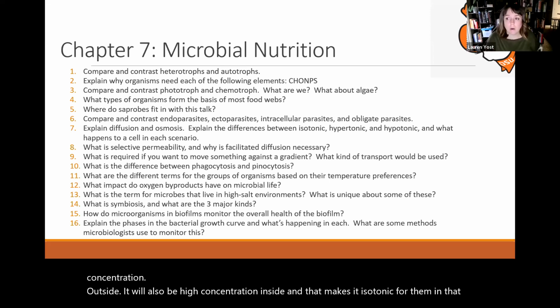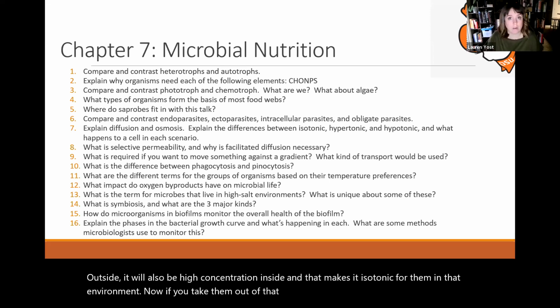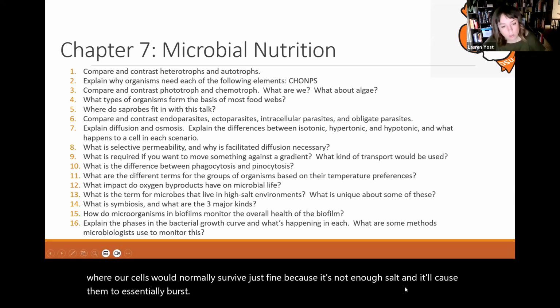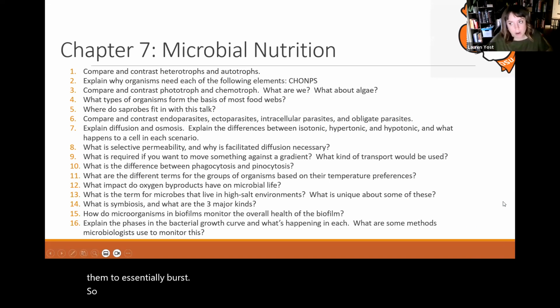Now, if you take them out of that environment, they'll die in an environment where our cells would normally survive just fine because it's not enough salt and it'll cause them to essentially burst. So everything will be hypotonic to them at that point outside of that.